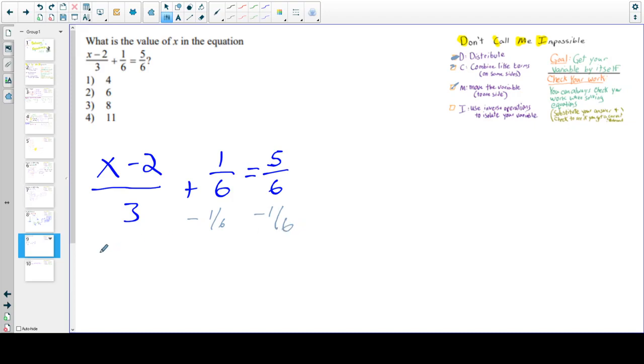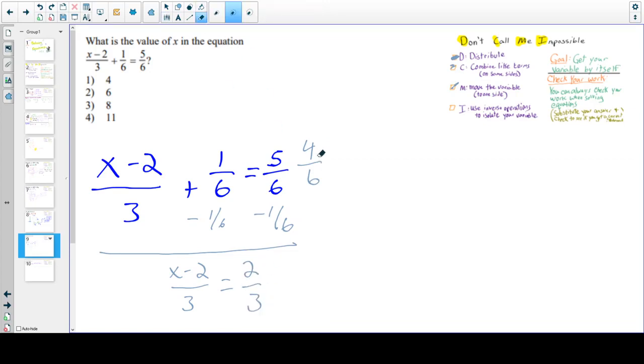And we're left with x minus 2 divided by 3 equals 5/6 take away 1/6, which is 4/6. But 4/6 can be reduced to 2/3. Again, if you do this on your calculator, the calculator will output 2/3.